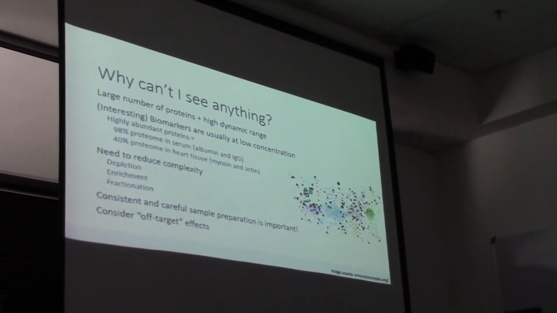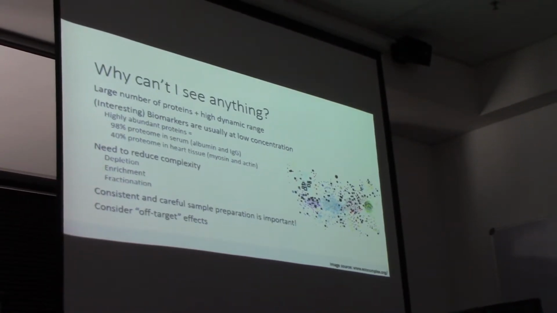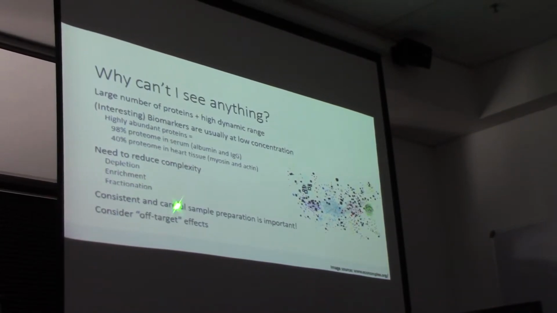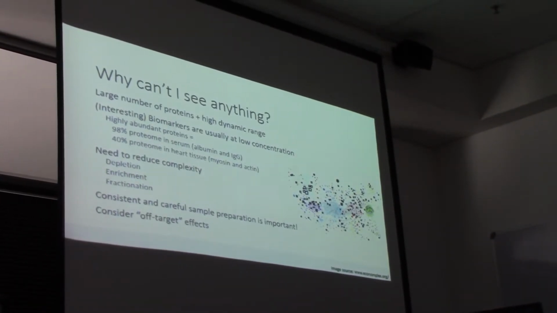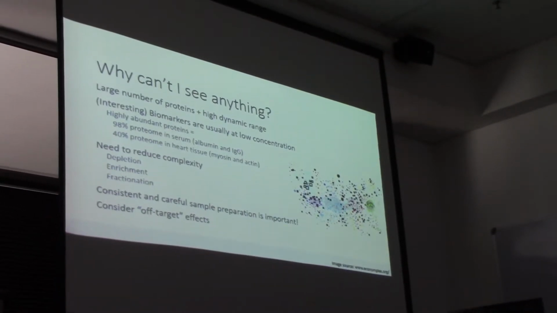Fractionation is something you'll always do at some point, either on a C18 column, or if you can do HPLC, or there's some form of fractionation, off-gel fractionation. You can fractionate on a gel. There are different fractionation strategies as well. But you need to do these steps to reduce the complexity, otherwise you're going to have a very tough time finding anything very interesting.